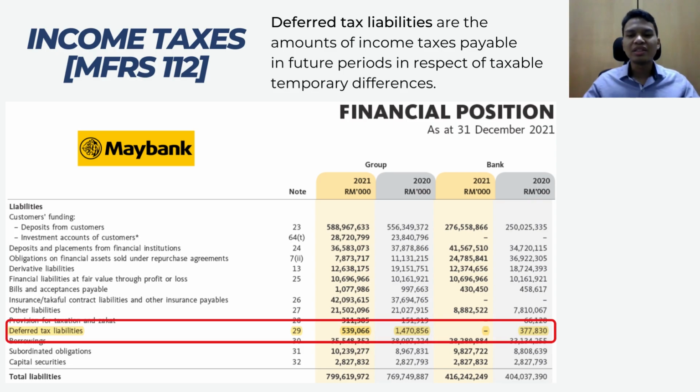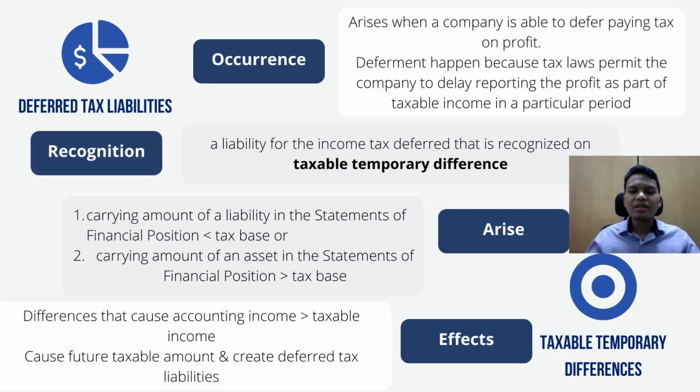Generally, there are two types of deferred tax, which are deferred tax assets and deferred tax liabilities. In this presentation, I will only discuss deferred tax liabilities, which are the amount of income tax payable in future periods in respect of taxable temporary differences. Deferred tax liabilities occur when the company is able to defer paying tax on profit. The deferment happens because tax law allows the company to delay reporting the profit as part of taxable income in a particular period.